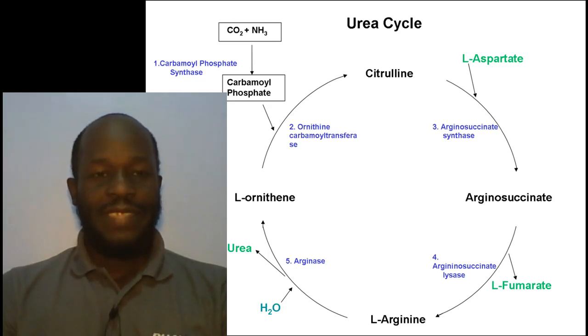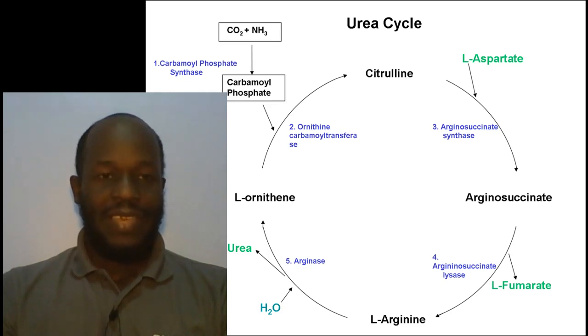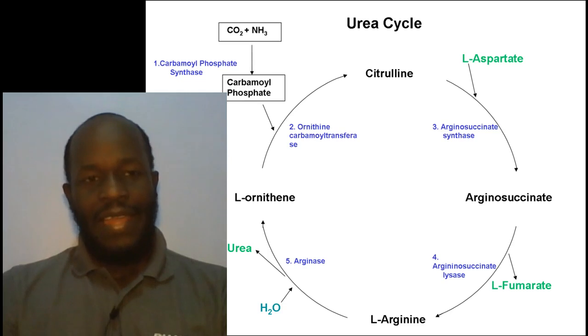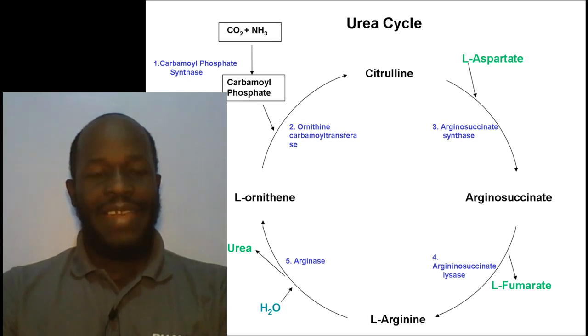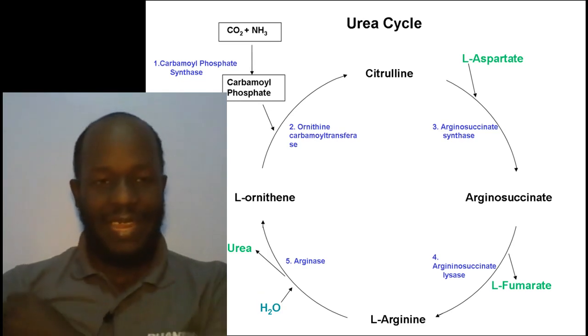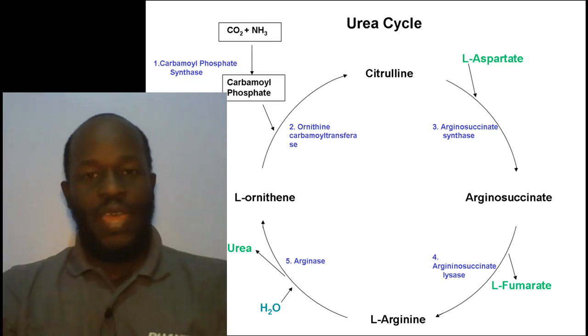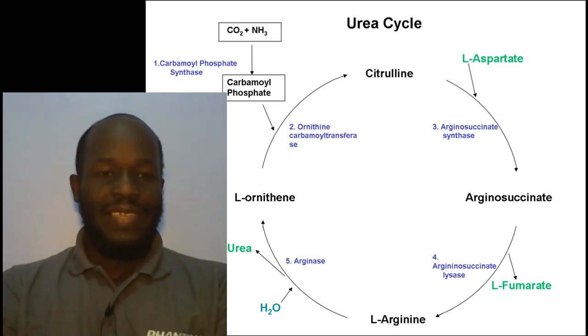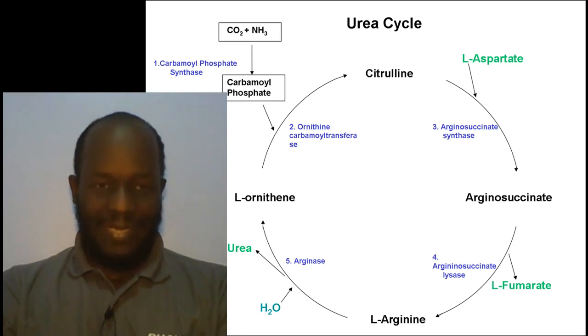Now, carbamoyl phosphate synthetase 1 needs an activator, and that activator is called N-acetyl glutamate. N-acetyl glutamate is produced when acetyl-CoA and glutamate react in the presence of N-acetyl glutamate synthase. So the enzyme responsible for conversion of acetyl-CoA and glutamate into N-acetyl glutamate is N-acetyl glutamate synthase.